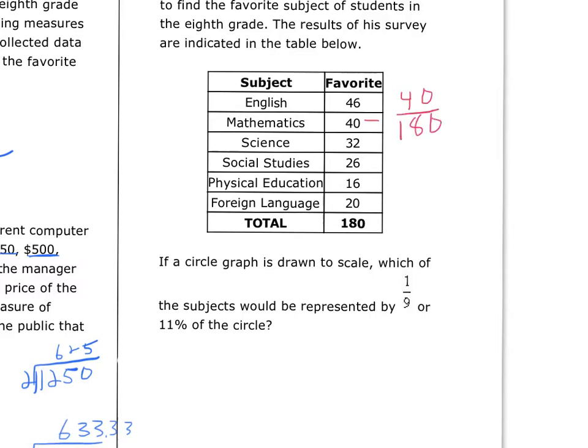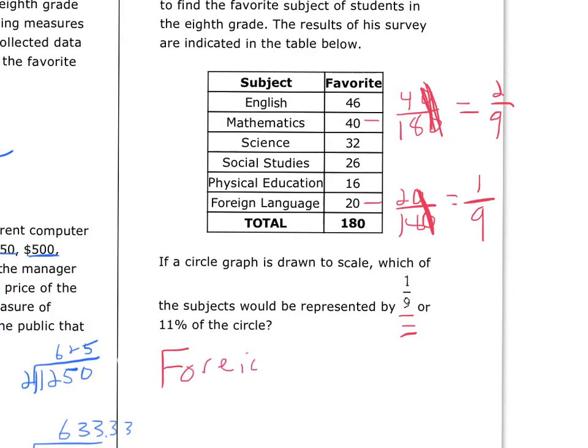40 over 180. That reduces to 4 over 18, which reduces to 2 over 9. Is that what we wanted? No. So if we go down to the next easy one, you got 20 over 180. That's the same as 2 over 18, which is the same as what? 1 over 9, which is what we wanted. So which subject represented 1/9? Foreign language.